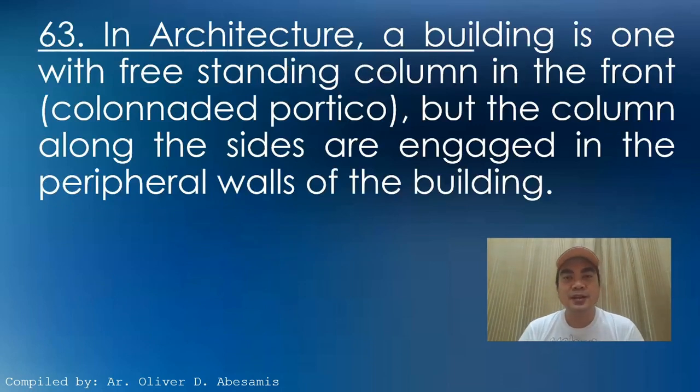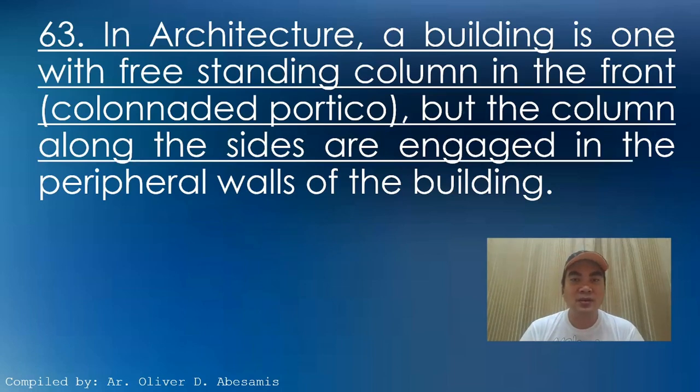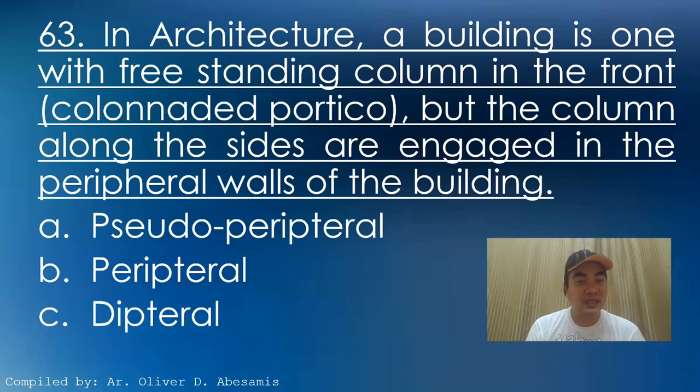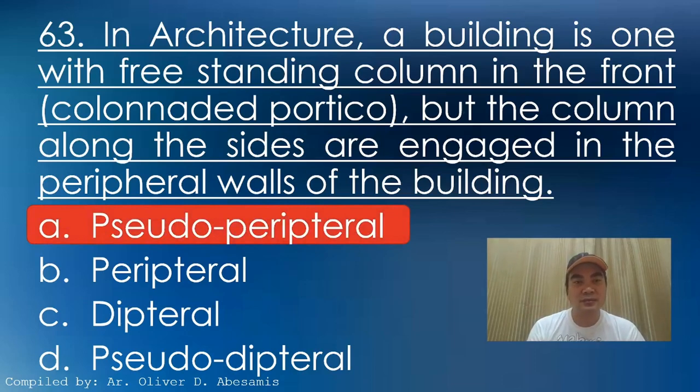63. In architecture, a building with a freestanding column in front, a colonnaded portico, but the columns along the side are engaged in the peripheral wall of the building. A. Pseudo peripteral. B. Peripteral. C. Dipteral. D. Pseudo dipteral. Answer. A. Pseudo peripteral.